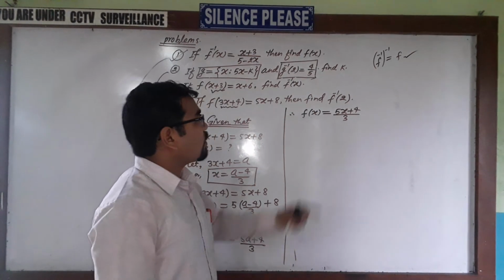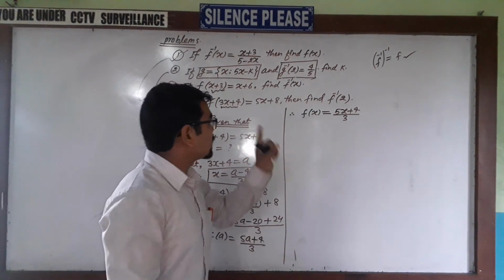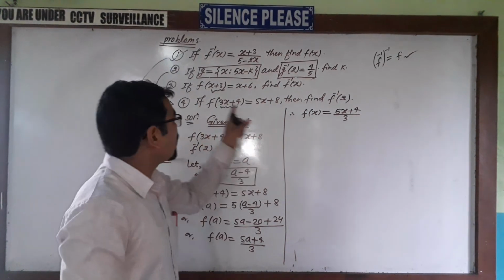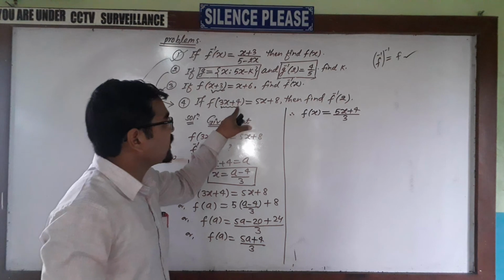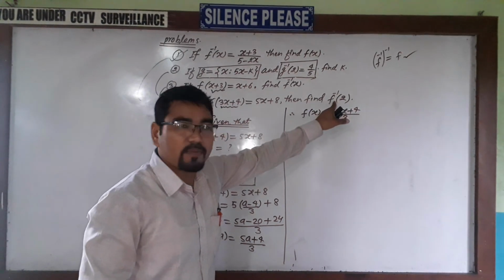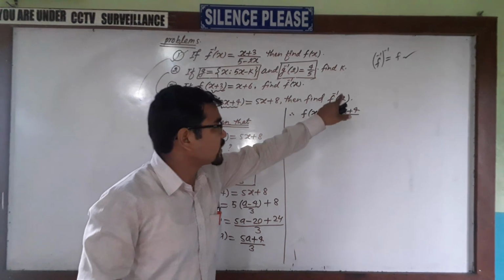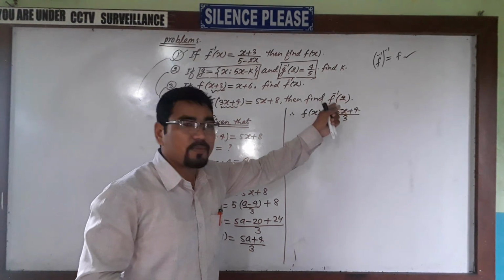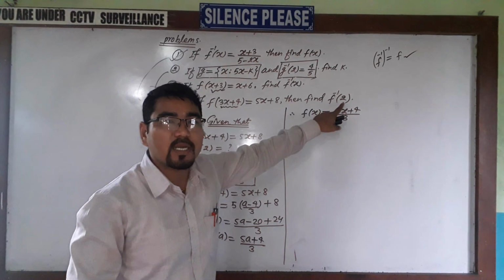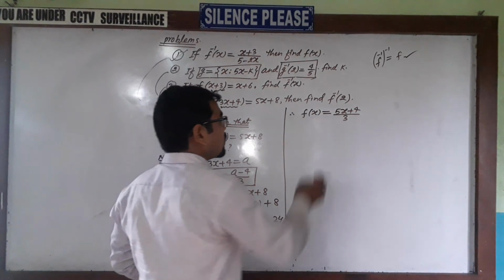After this, our work is not finished. Now this function is converted into the simplest form: f of 3x plus 4 is written in the form of f of x. Now we can find f inverse x first of all. After finding f inverse x, we have to put x equal to 2 there. Finally, the input value x equal to 2 we put.